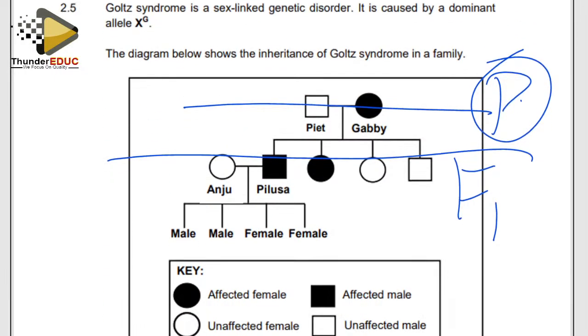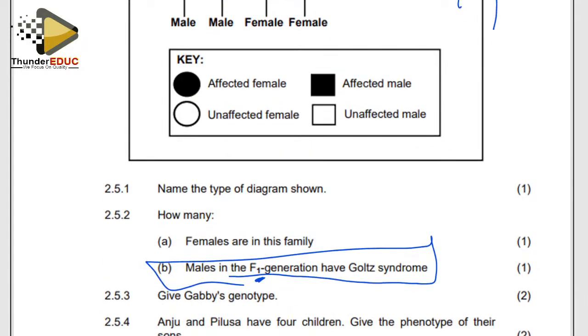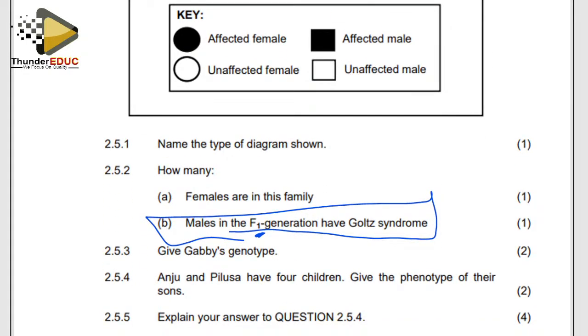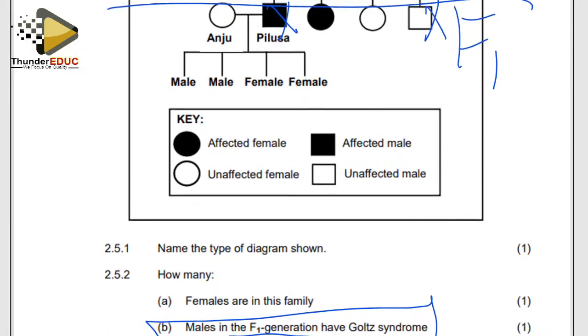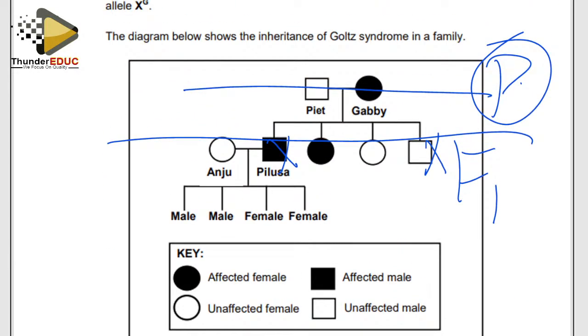So they're saying how many in the F1 generation. Then we come back here and we look for that F1 generation. We have one and we have two. So there are two males in that regard. They're saying that Hardy's genotype. They want the Hardy's genotype.